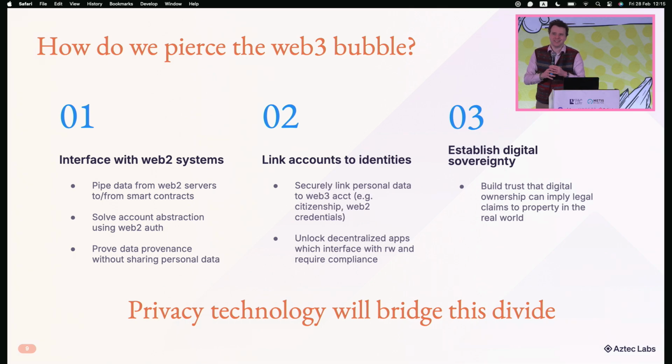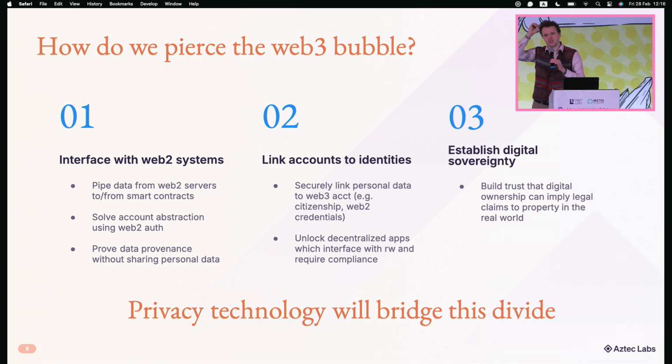The solution is privacy. You need to do three things, in my opinion. One, you need to be able to seamlessly interface with Web2 systems. You need to get information from Web 2 and the real world into Web 3 in a trustless manner, where you can authenticate its data provenance. I should be able to prove that I have an Apple account. I should be able to prove that I own a Twitter account that has over 1,000 followers, so I'm probably not a bot.